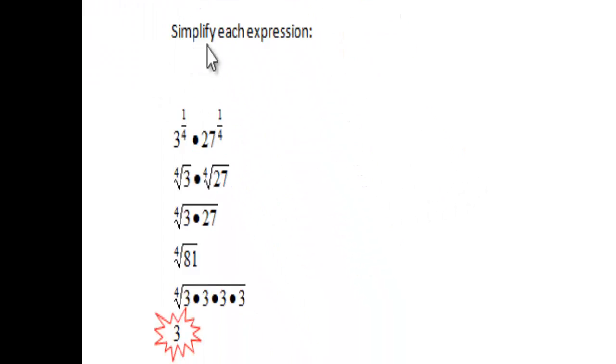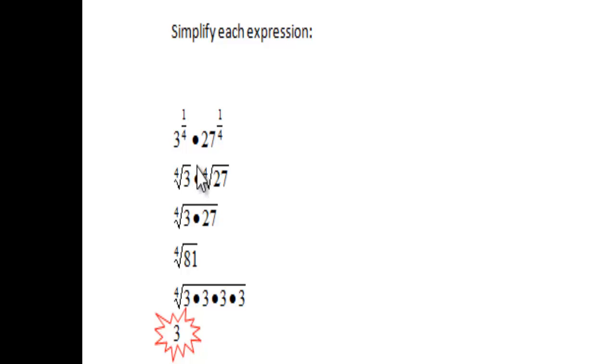388, number 9, it says simplify each expression. You're given 3 to the 1/4 times 27 to the 1/4. When you rewrite that in radical form, the 4, which is the denominator of the exponent, becomes the index, and the 1, which is the numerator of the exponent, you're going to make that your exponent for what's underneath the radical sign, which is the radicand. So you have the 4th root of 3 to the 1.